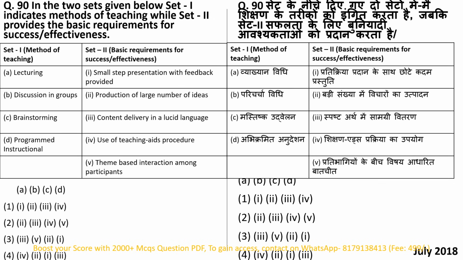So here again, there is a match the following question. Here there is methods of teaching, and the set 2 is basic requirement of success and effectiveness. The right answer I'll tell you: 3, 4, 2 and 1. So lecturing is content delivery in a lucid language, while discussion, it is theme based interaction. Yes, in discussion there is interaction among participants. Brainstorming is large number of ideas and programmed instructions. It's small step presentation with feedback provided.